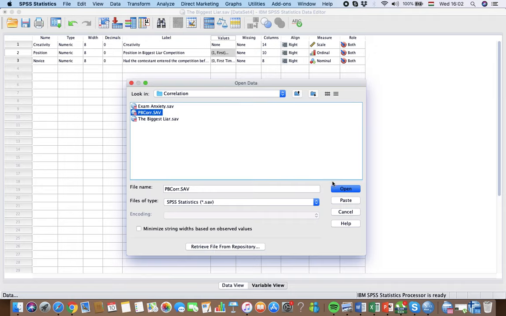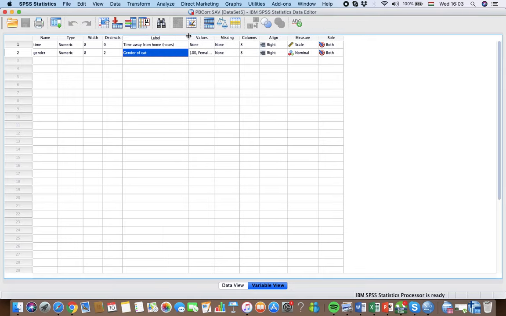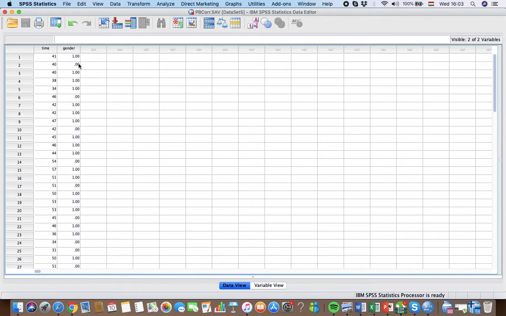you choose the PB core data set. And here you can see that we have two variables. A scientist was interested whether the gender of a cat, whether it's a male or a female, has anything to do with the time spent away from home. So what he did, he went to his friends, asked the gender of the cat, whether it was a female, which is 0 in our case, or male, which is 1 in our case, and he asked how many hours the cat spent away in a week, approximately.